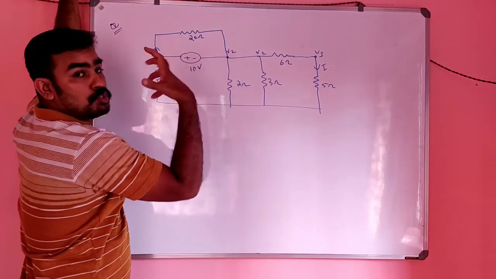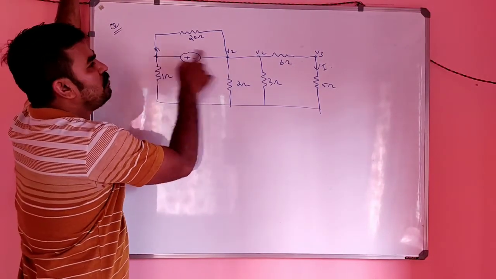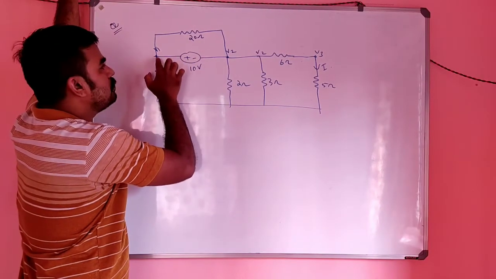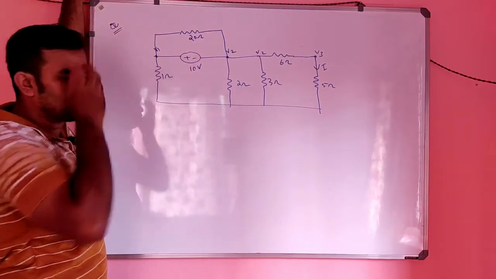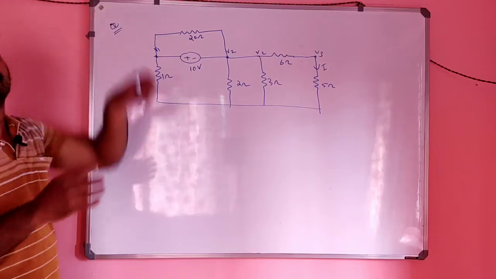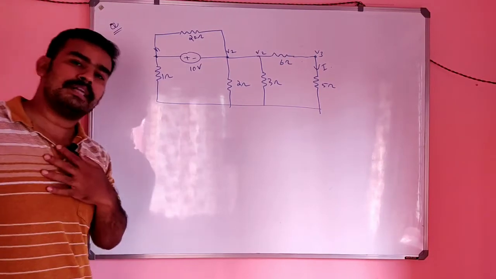This also comes under the supernode concept because in between the V1 and V2 nodes, I mean in between these two nodes, there is a voltage source. So of course we can go for the supernode concept. There is no doubt in that.